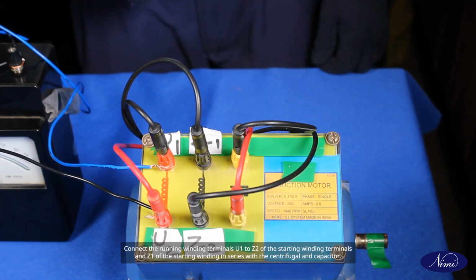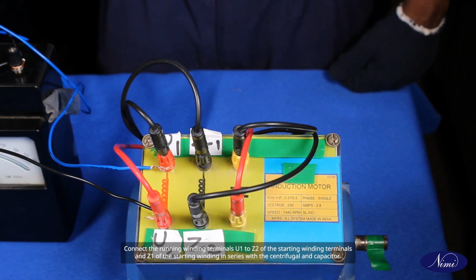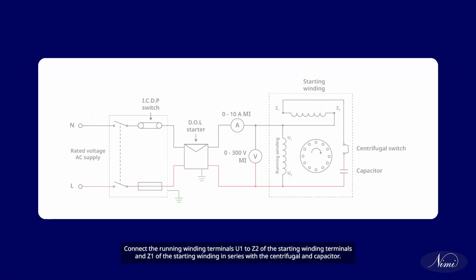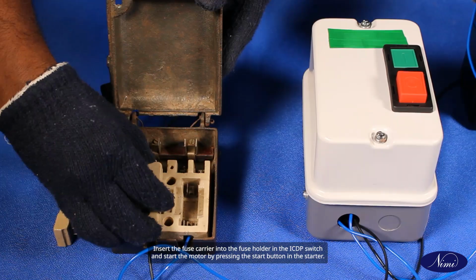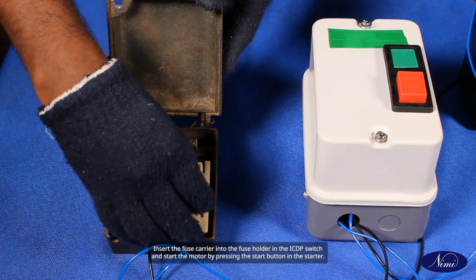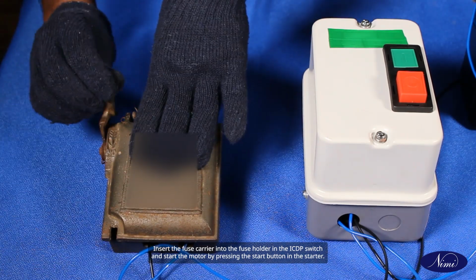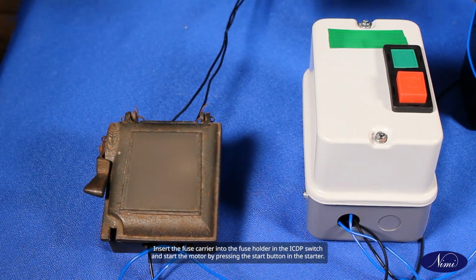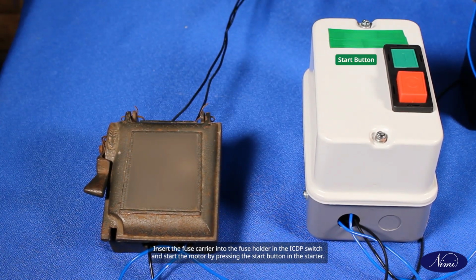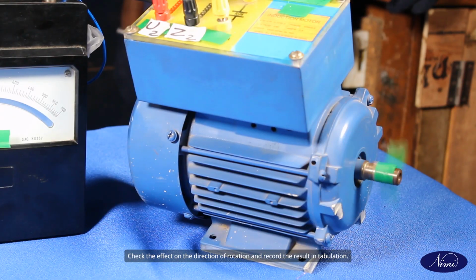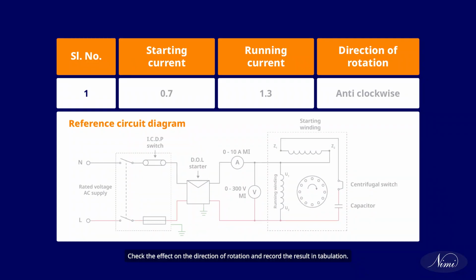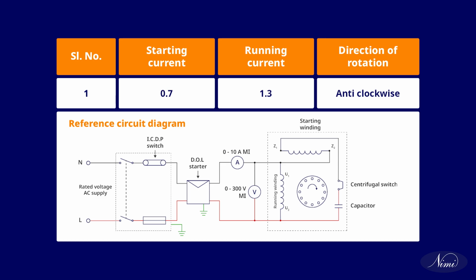Connect the running winding terminals U1 to Z2 of the starting winding terminals and Z1 of the starting winding in series with the centrifugal and capacitor. Insert the fuse carrier into the fuse holder in the ICDP switch and start the motor by pressing the start button in the starter. Check the effect on the direction of rotation and record the result in tabulation.